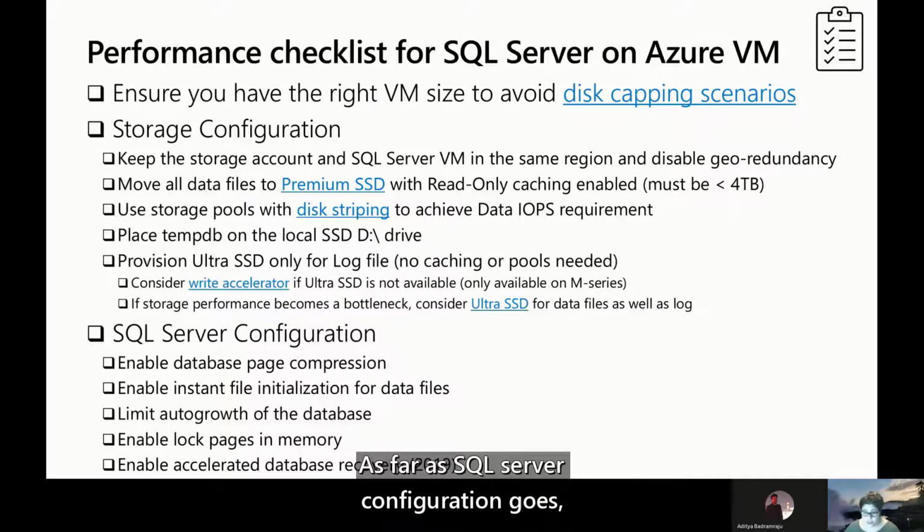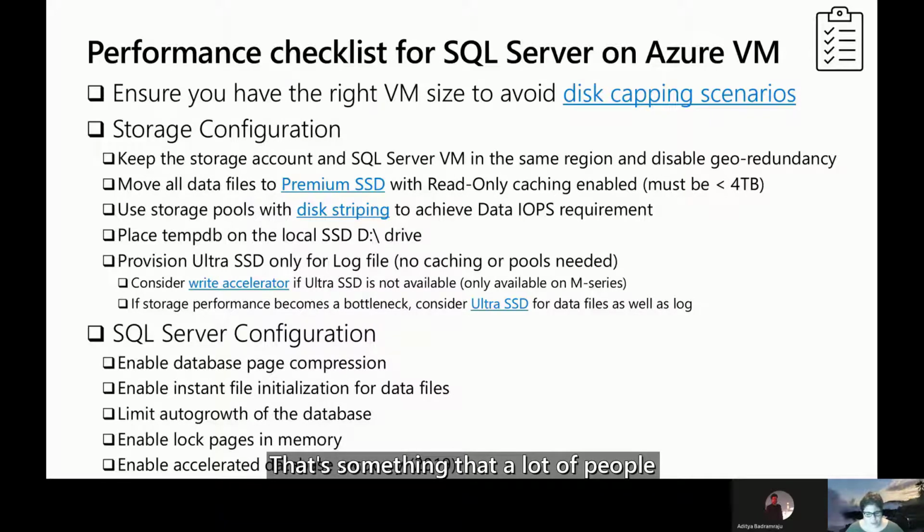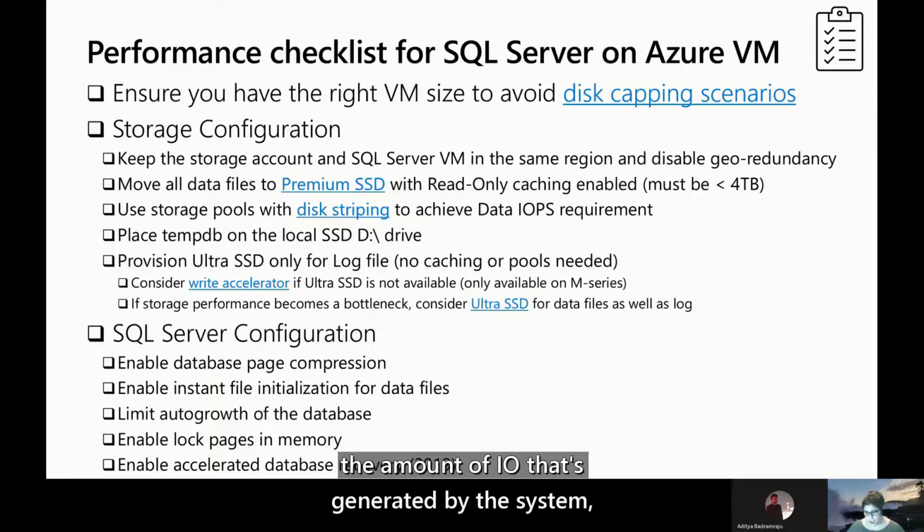As far as SQL Server configuration goes, this is the same SQL Server you're running on-prem. So it's not really that much different in Azure as it is on-prem. So you want to think about enabling database page compression. That's something that a lot of people don't think about doing on-prem, but it can really reduce the amount of I/O that's generated by the system, and it can also shrink that I/O footprint. So that can help you a lot once you get to Azure when you're paying for IOPS and throughput upfront.